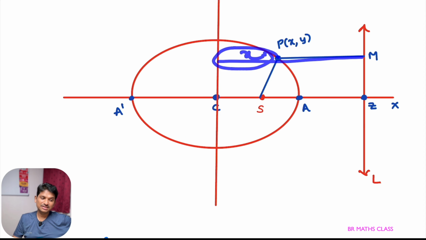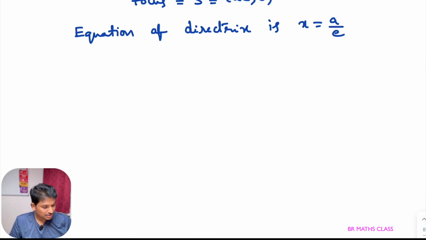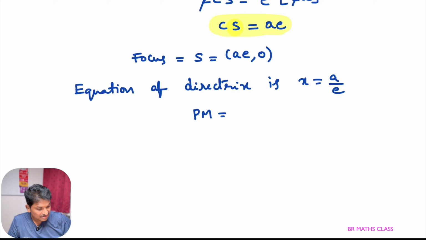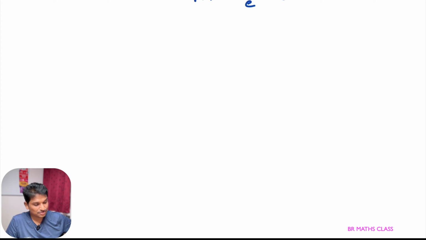It can be understood easily, right? I'll write PM here. PM is A by E minus x. See, with this the second part is over. We can divide this theorem into three parts. The second part is completed. Now come to the third part, the actual derivation. What is the third part?